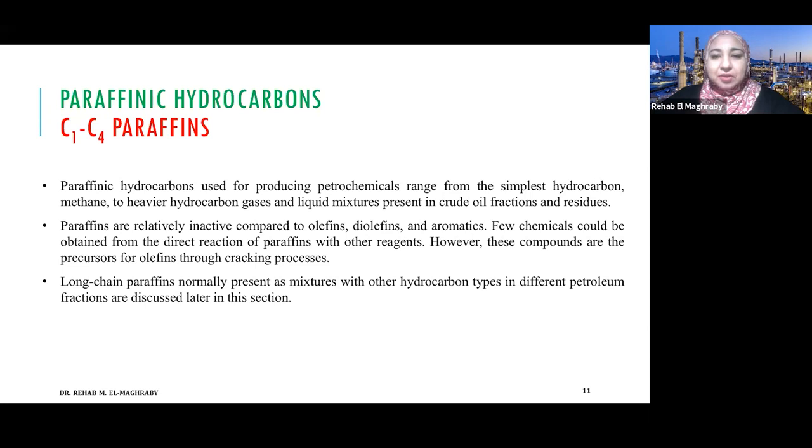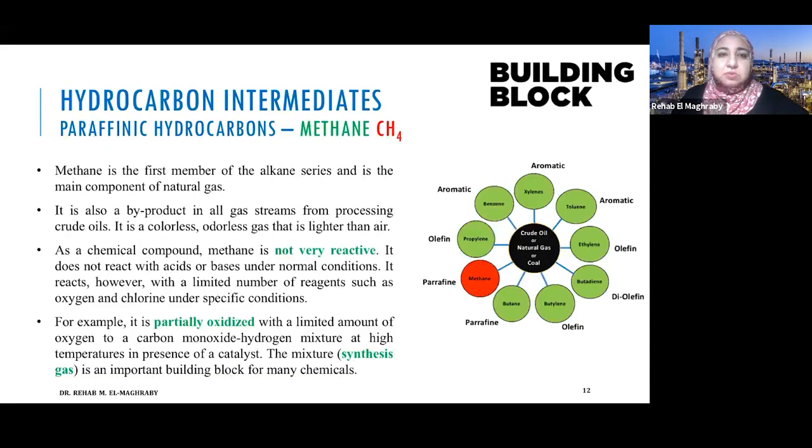They are less reactive than the olefins, and they are mainly in the crude oil and natural gas. So paraffins are mainly concentrated in crude oil and natural gas. Natural gas contains paraffins. Crude oil contains paraffins, naphtha, aromatics. Okay. So the smallest member, or the first member in the natural gas, is methane.